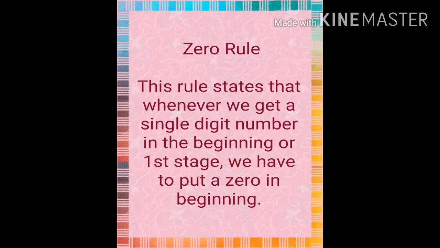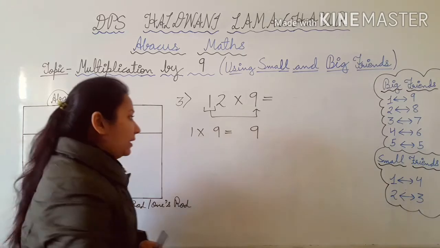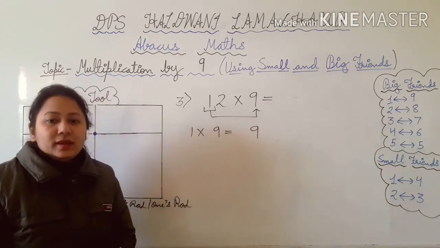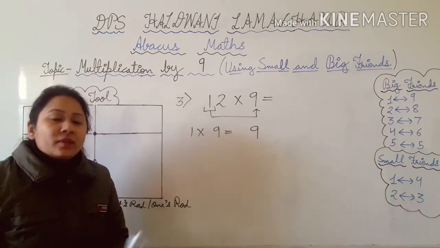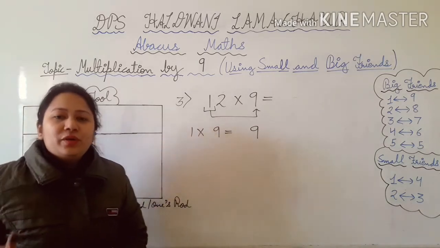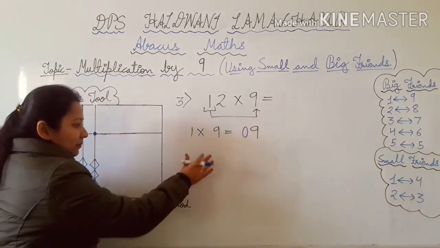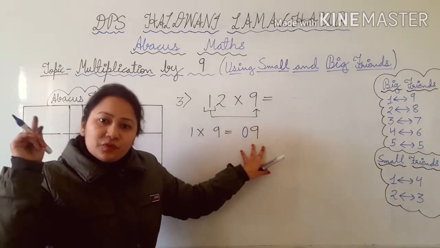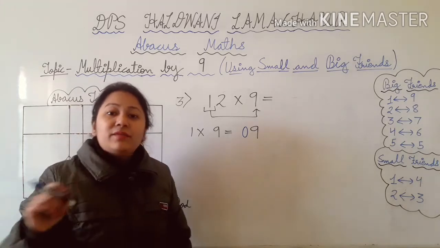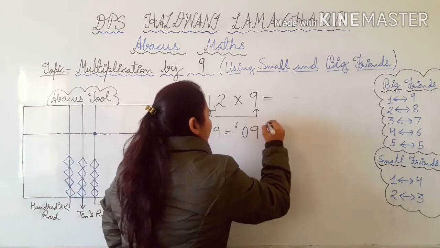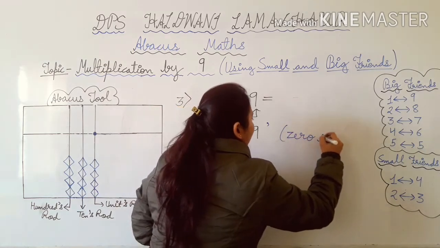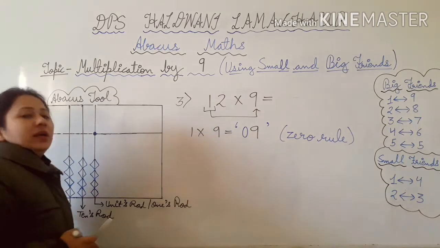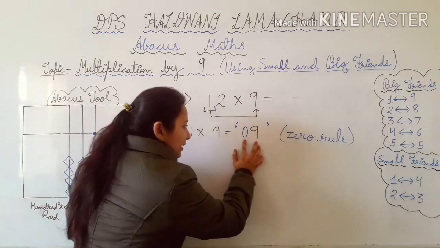Zero rule states that whenever we get a single digit number in the beginning or first stage, we have to put a zero in the beginning. In the second place, one digit can come, but when it comes in the first place, at the time of first multiplication, if it is a one digit, apply one zero in front of it. And it's a zero rule. This rule I have explained to you in my old videos. So, now your number is 099.